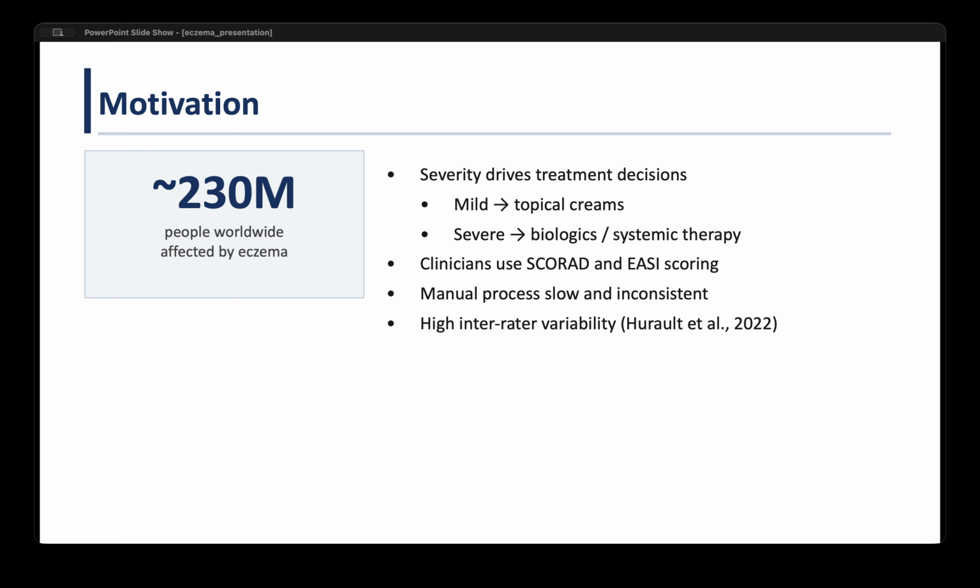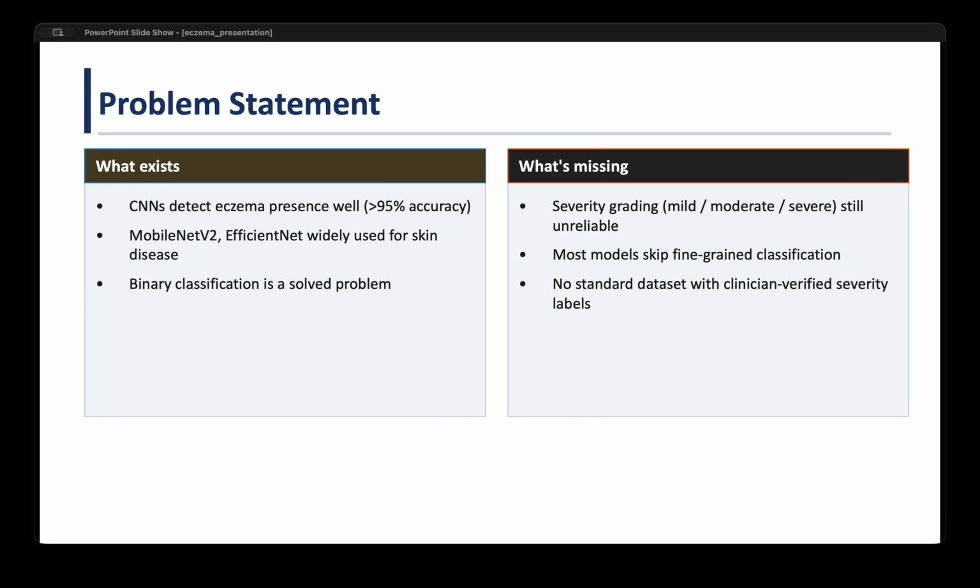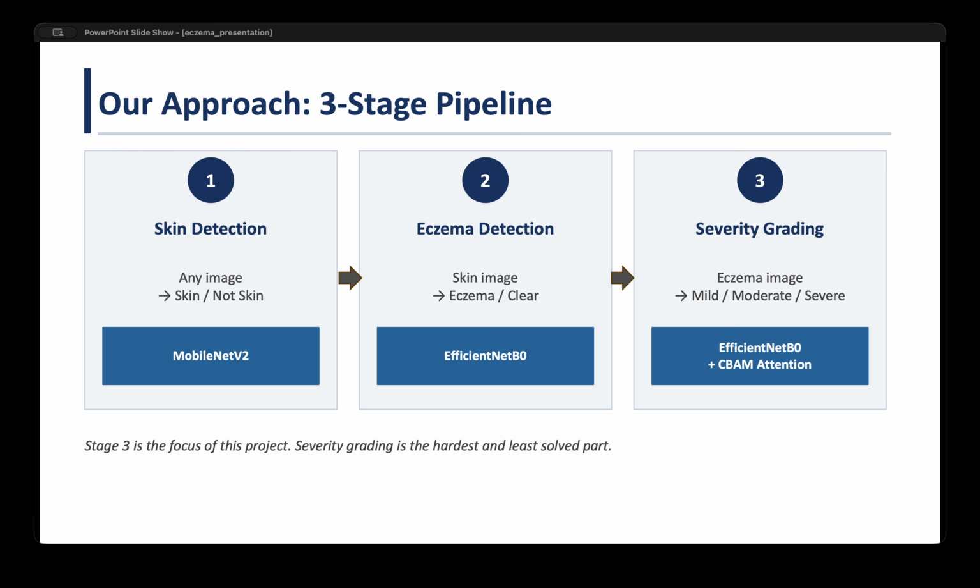So here is our problem statement. CNNs are already great at detecting whether eczema is present. Existing models already hit up to 95% accuracy on that. That's a solved problem. The gap is in grading severity. So here is our approach.